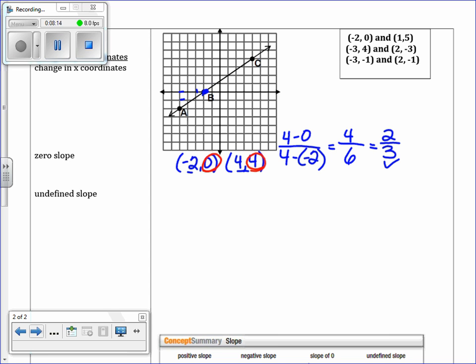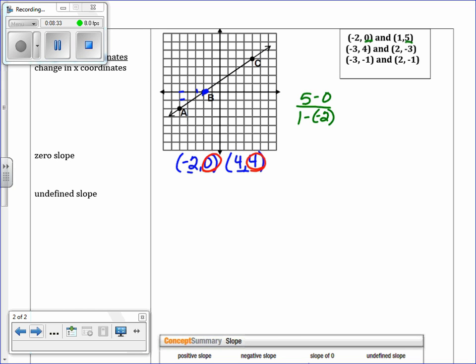Okay, so I have some other points that I want to work out. I'm going to go ahead and erase this. The points are given. So the first thing I'm going to do is the change in y. So that's 5 minus 0 over the change in x. 1 minus negative 2. 5 minus 0, 5. 1 plus 2 is 3. So my slope for that is 5/3.